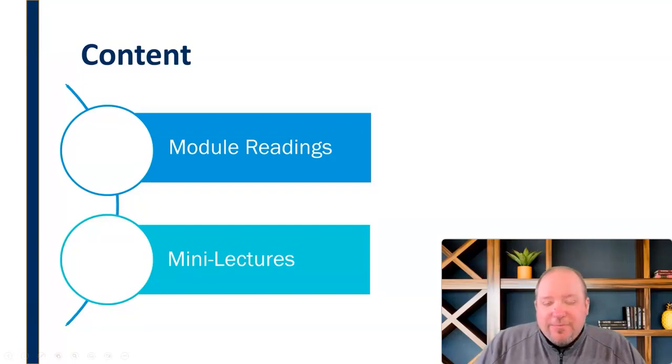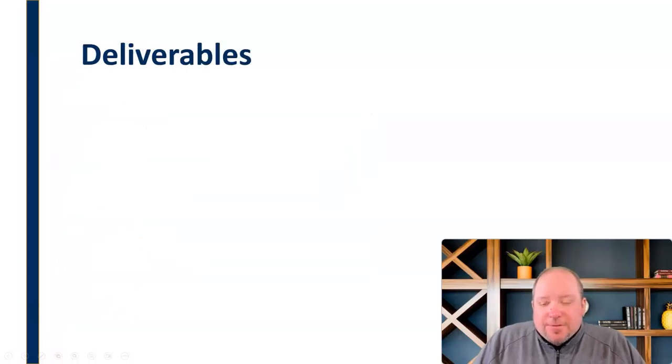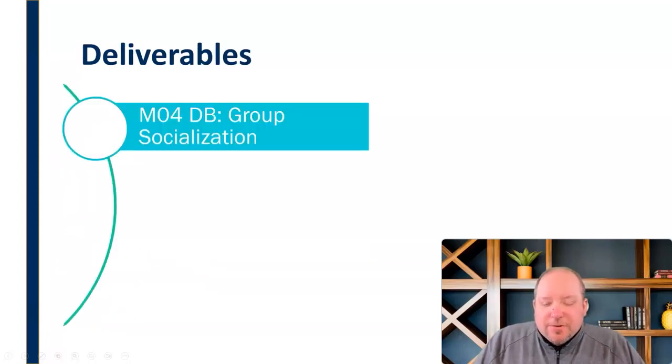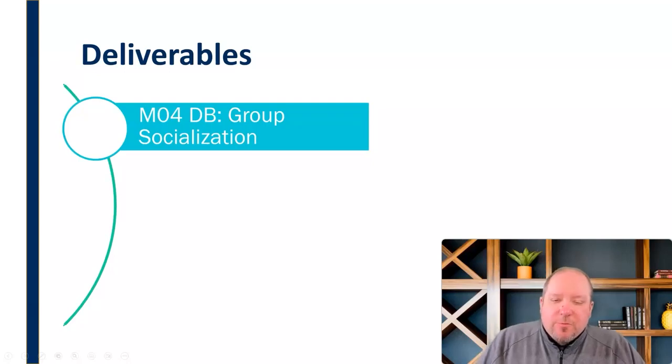You have module readings and mini lectures on those things in the course shell, so be sure you take a look at all of that. As far as deliverables, what you're turning in this week, first of all, is the module 4 group socialization discussion board. That's our topic for this week, and the discussion board has to do with group socialization. How do we bring people into a group? How do we acclimate them and socialize them into a group? What are some of the challenges and opportunities that exist within that?